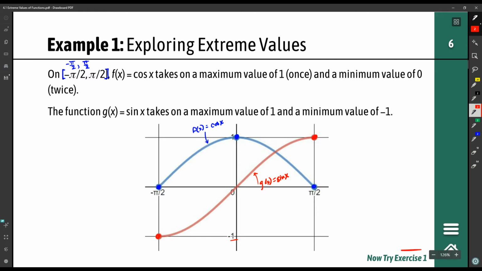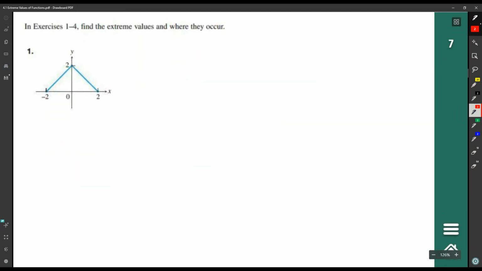Let's try exercise 1 from the textbook. So we want to just find the extreme values and where they occur. So for number 1, the maximum value, its highest point, its greatest y value occurs right here. Let's do this in blue. Let's call it the absolute max is 2. And where does it occur? It occurs at x equals 0. So x equals 0 is where the absolute maximum is. The absolute maximum value is 2.